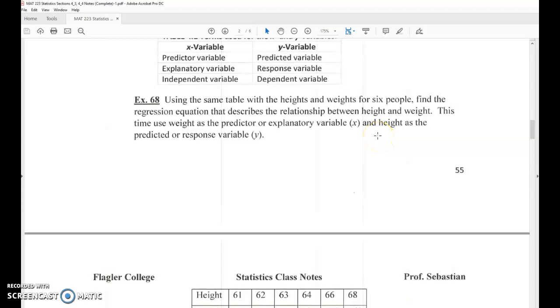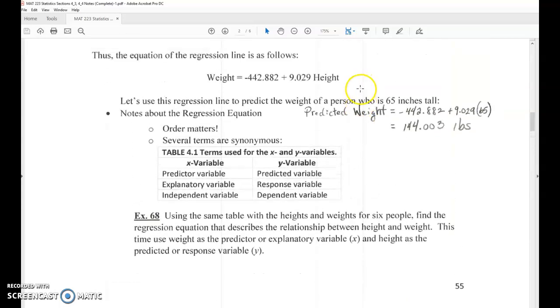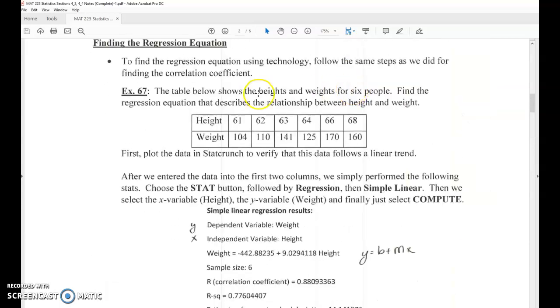We're in our statistics class notes on the bottom of page 55. We have not started example 68 yet. We're actually working to understand the regression line equation when doing regression analysis. So in example 68, we want to use the same table with the heights and weights for 6 people that we just did in example 67.